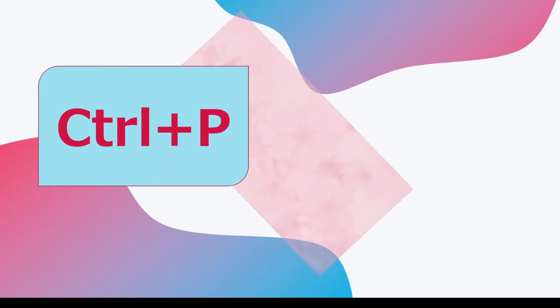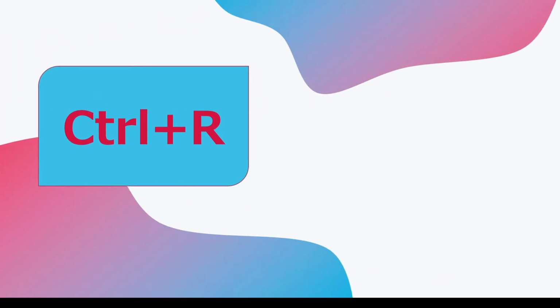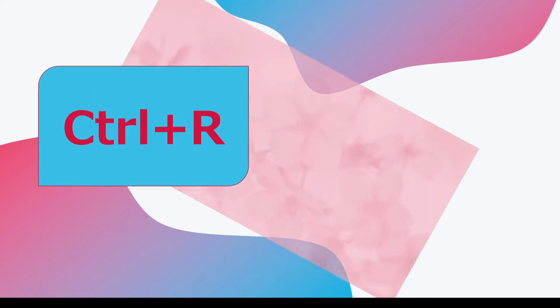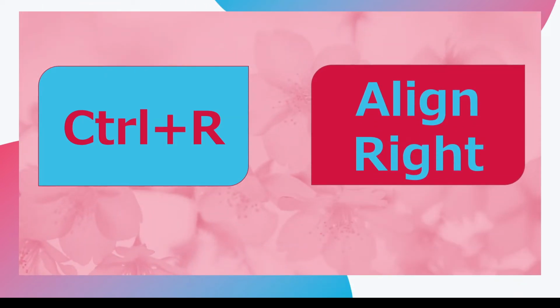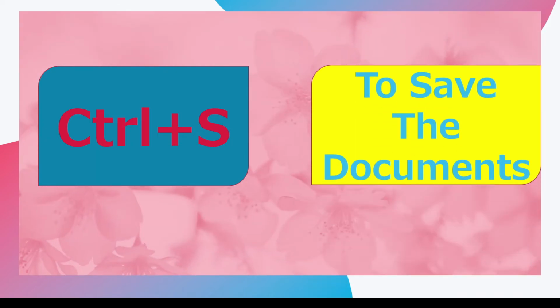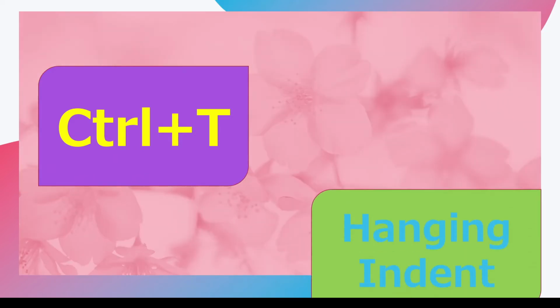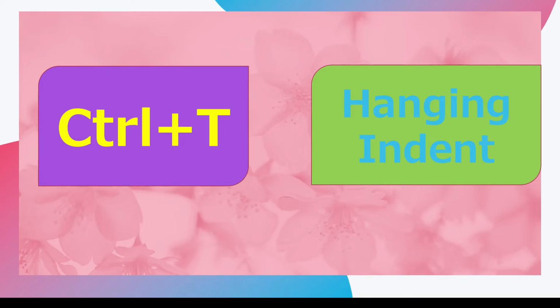Next, Control P. Control P is used to print the documents. Next is Control R. Control R is used to make all the text align right. Next is Control S. Control S is used to save the documents. Next is Control T. Control T is used to hanging indents.